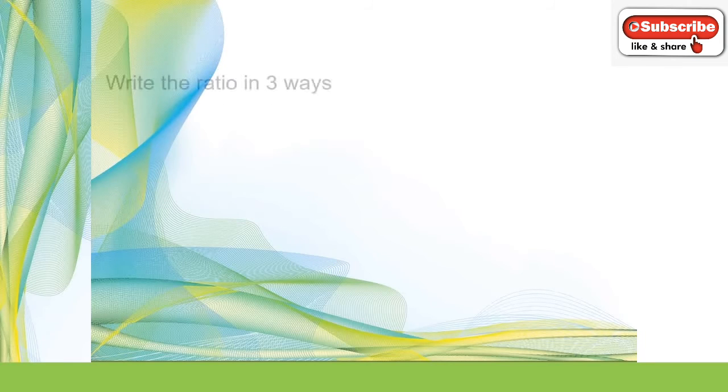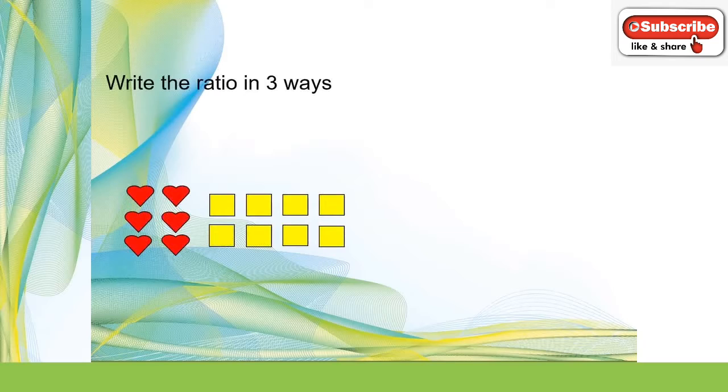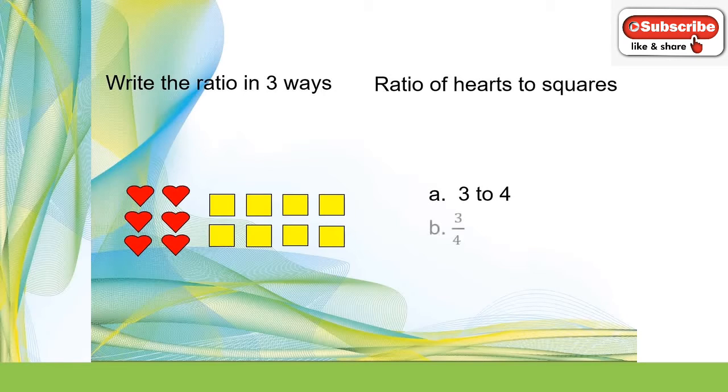Let us answer this. Based on the given shapes, write the ratio of hearts to squares in 3 ways. Let me see if you have the same answers. A in word form, 3 to 4. B in fraction form, 3 over 4. C in column form, 3 is to 4.